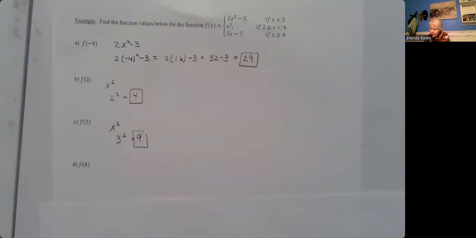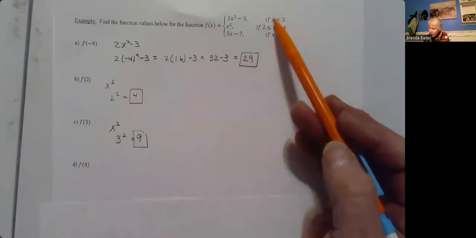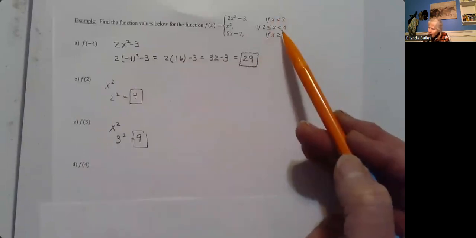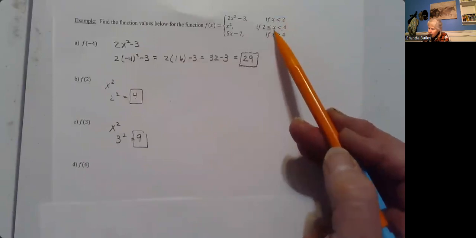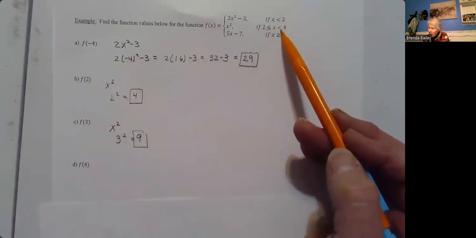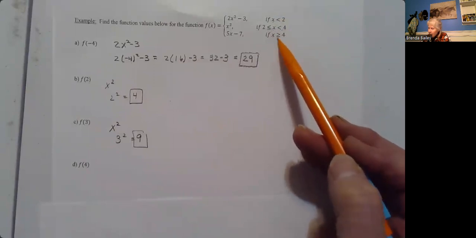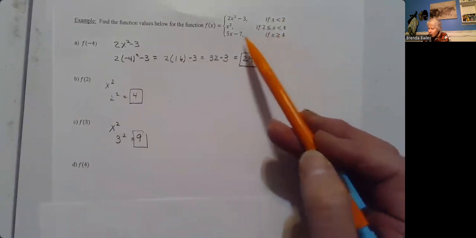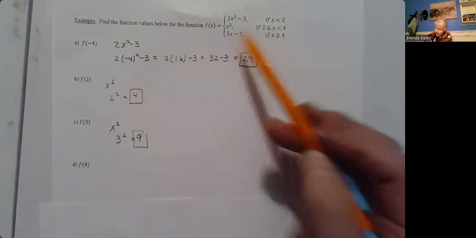All right, so now we're going to put in 4. We go over here to the right. Where does 4 fit? Well, it's not less than 2. And 4, you see, it doesn't have the bar here. So we can't use 4 here. We use it here with the bar. So we're going to use this one because 4 is greater than or equal to 4. So we're going to put it into this one right here.